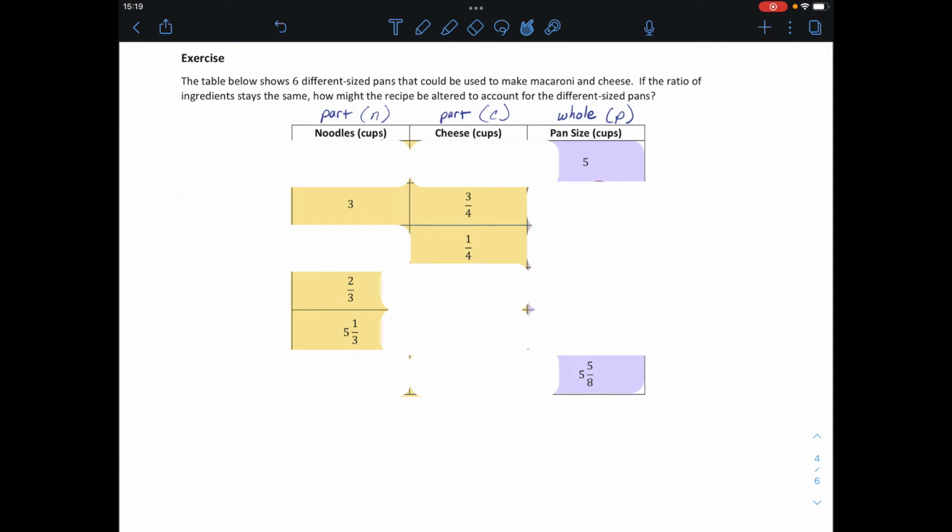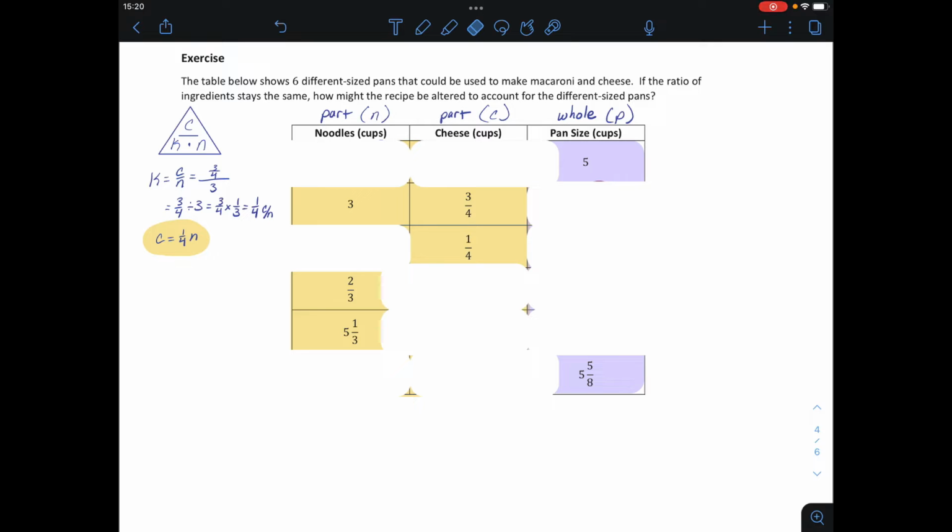In this exercise, we're looking at the table below, which shows 6 different sized pans that could be used to make macaroni and cheese. If the ratio of ingredients stays the same, how might the recipe be altered to account for the different sized pans? In order to solve this problem, which now has 3 columns in our table, we're only going to be able to focus on 2 columns at a time, and we can use our fact family triangle or an algebraic equation to help us solve. So first, let's focus on the 2 columns to the left with the noodles and cheese.